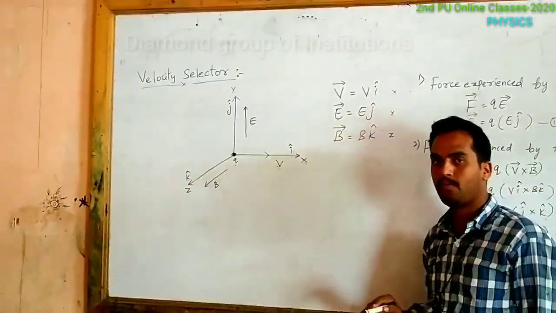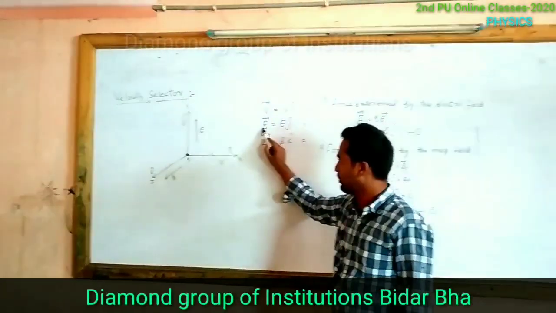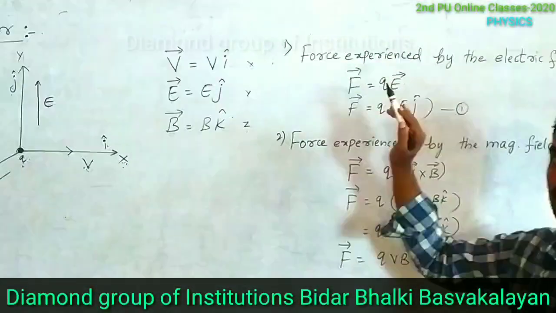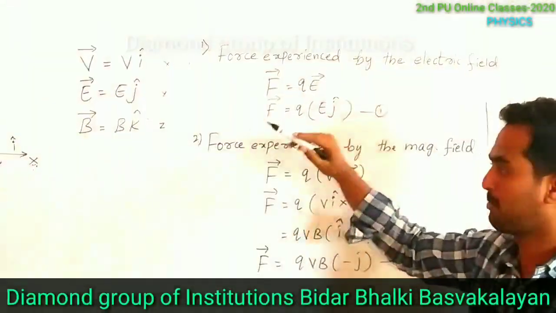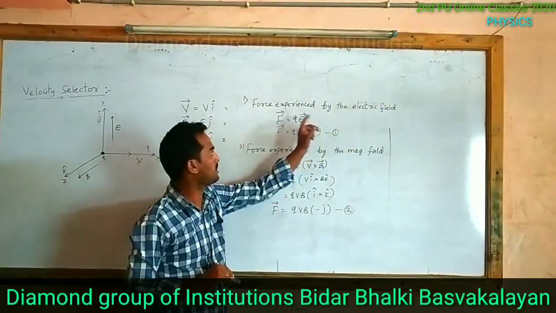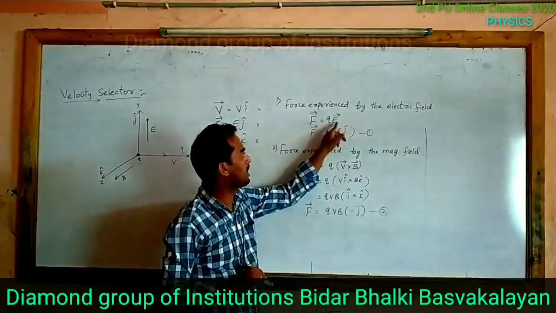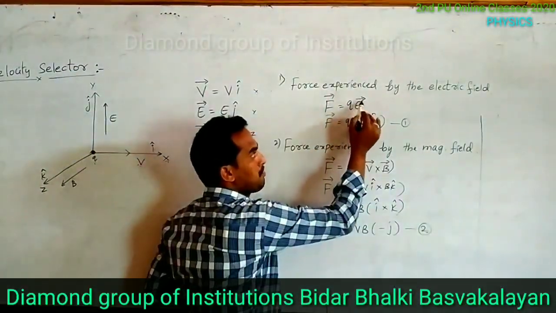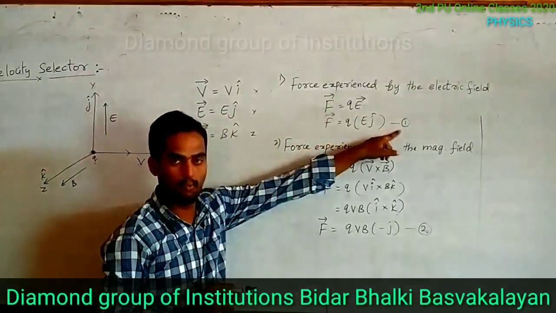So now we are going to discuss the force due to the electric field and the force due to the magnetic field on the particular charge. See here, the force experienced by the charge Q due to the electric field is F equal to Q into E. What is Q? Magnitude of the charge. E is the electric field applied. So E is in vector notation, and in place of E vector, we write E into J. So that is equation number 1.